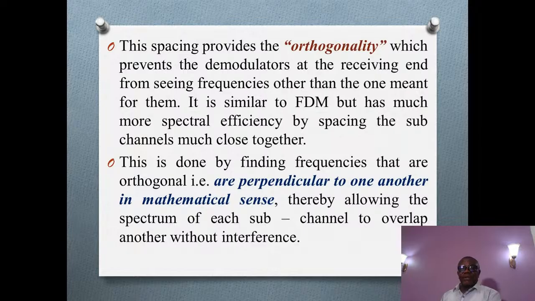It is similar to FDM but has much more spectral efficiency by spacing the subchannels much closer. This is done by finding frequencies that are orthogonal, that is, frequencies that are perpendicular to one another in the mathematical sense, thereby allowing the spectrum of each subcarrier to overlap another without interference.